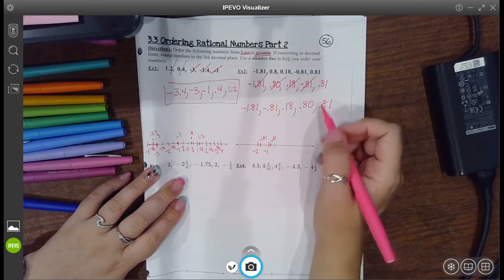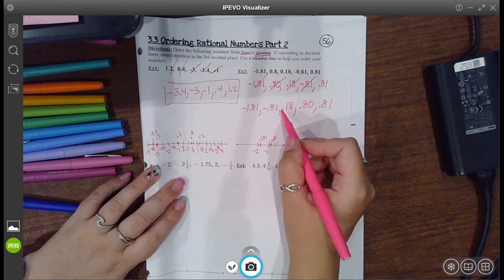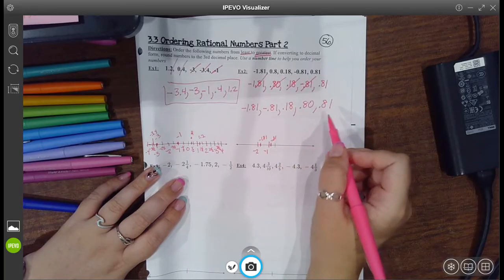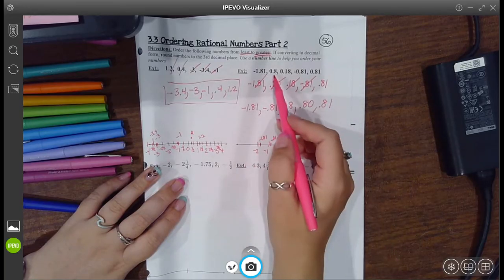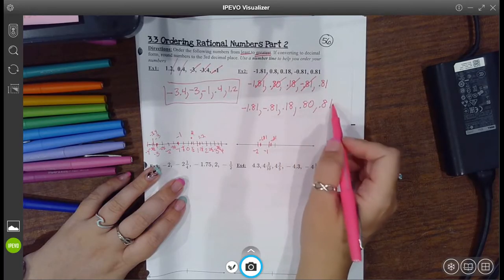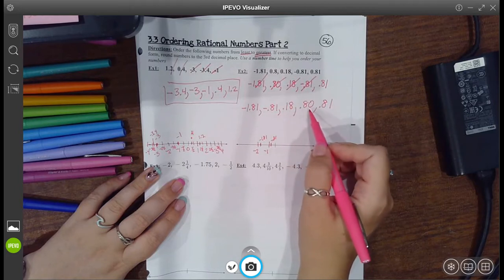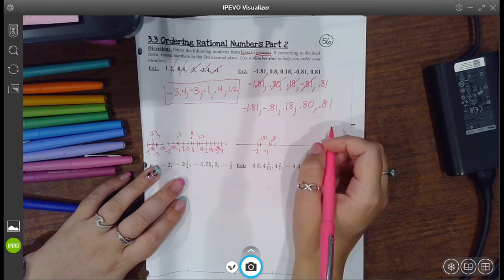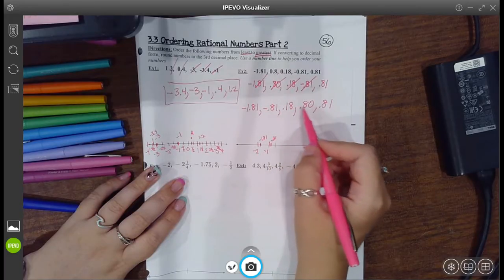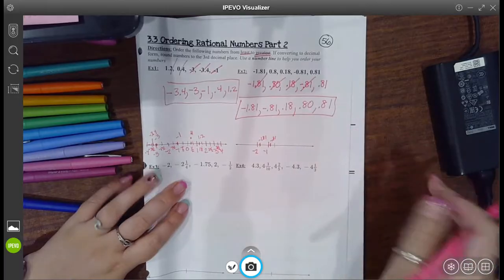Okay, and again, now you can see that you might have been fooled and put this 0.8 here and gone 0.8, 0.18, 0.81. You would have switched these two if you didn't add that 0 here, because then it's easier to see that's like 80 cents versus 81 cents. And so this is actually less than that. So again, sometimes it's important to have the same number of digits after the decimal, so that you can compare them more easily.